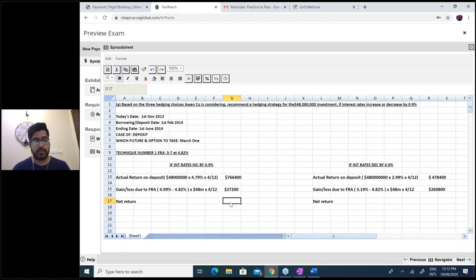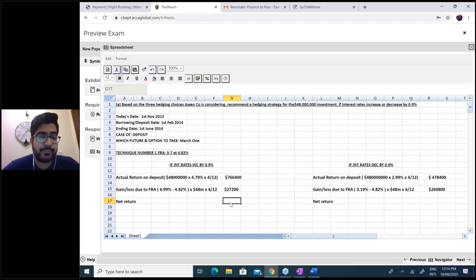Okay, one last question. How do you get gain or loss due to FRA? You take the difference in rates. If interest rates increase by 0.9, 4.09 was the interbank rate, it became 4.99. But you booked FRA at 4.82, into amount into time period over 12, 27,200. If interest rates decrease by 0.9, 4.09 was the interbank rate, it became 3.19. You booked the rate at 4.82, into time period over 12.